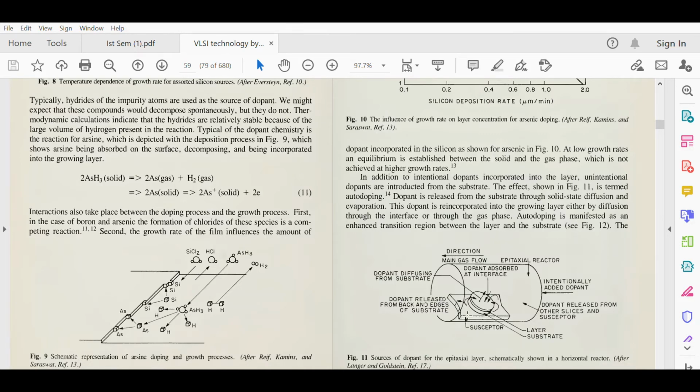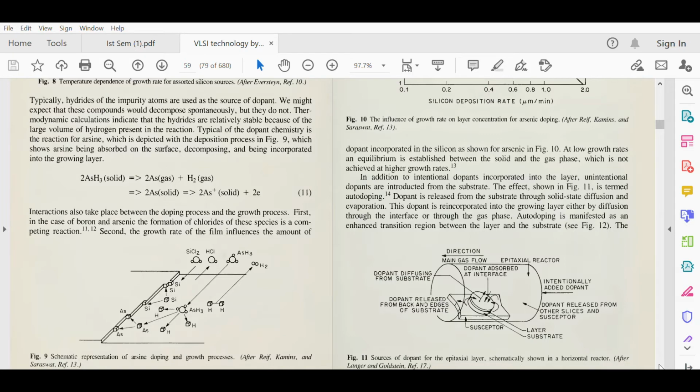Here you can see this is the susceptor, this is the layer, substrate, dopant diffusing from substrate. So this is diffusion, dopant is diffusing. Dopant adsorbed at the interface, it is adsorption. Dopant released from back and edges of the substrate, this is release. You can say the direction of the main gas flow is like this. This is the epitaxial reactor overall. So if your substrate is actually participating in giving the dopants to the process of silicon wafer deposition, then that doping is known as auto doping.